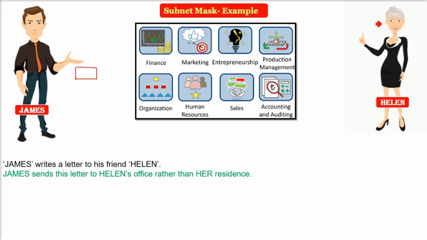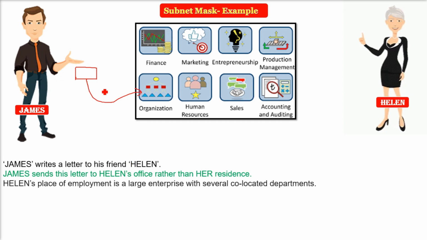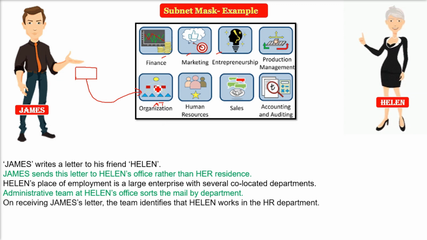And Helen is working in an organization. So James sends this letter to Helen's office. He is not sending it to her residence. Now this is a big organization. So Helen's place of employment is a very big enterprise. It has several departments.